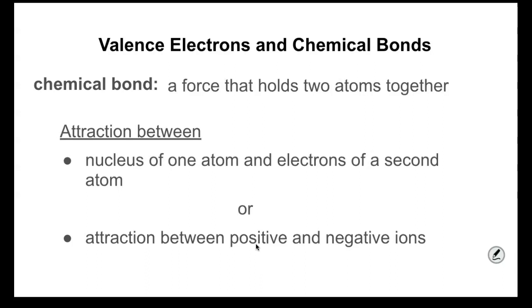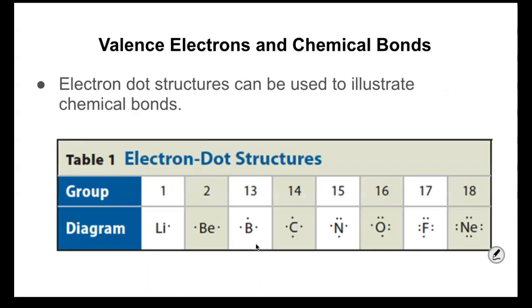The other way that the chemical bond can form is if there's an attraction between positive and negative ions. We talked last module about how positive and negative ions form. Positive ions form when atoms lose electrons, and negative ions form when atoms gain electrons. So a chemical bond can form when they attract to one another because of those opposite charges.